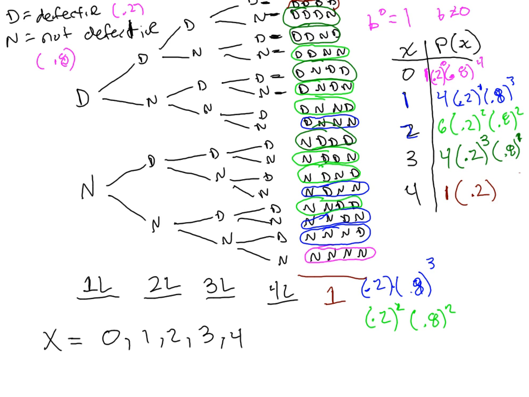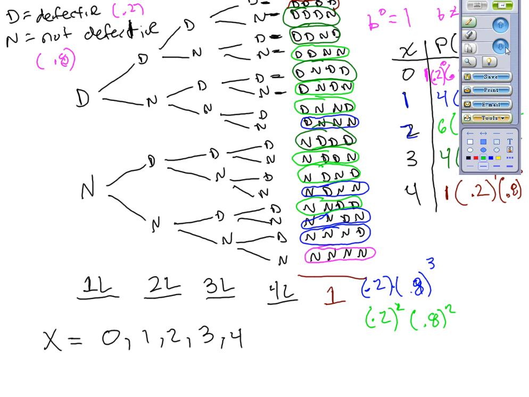So this one, well, we'll have 4 Ds, so that's 0.2 times 0.2 times 0.2 times 0.2. But just for consistency, that also means that I'm multiplying by 0.8 0 times. So remember, anything to the 0 is 1, so really this is just 1 times 0.2 to the 4.